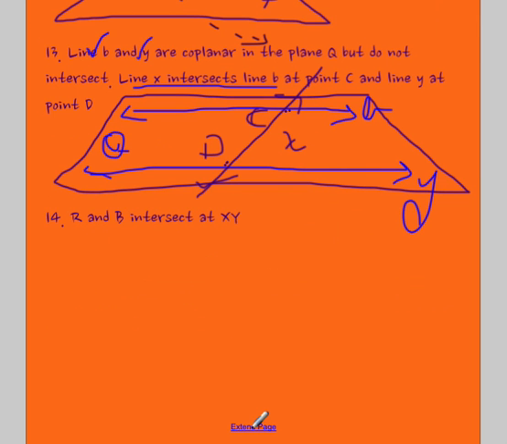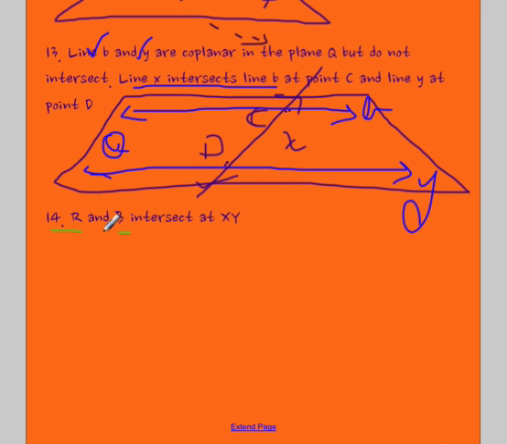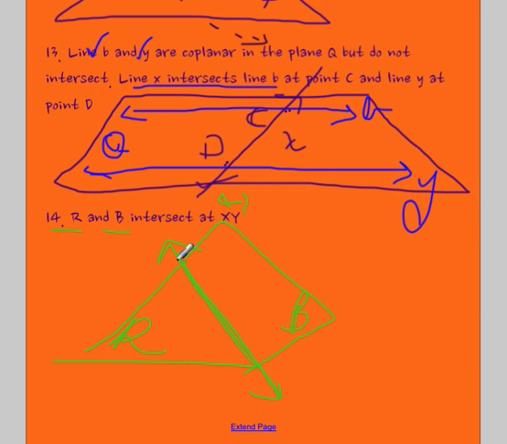Last but not least, let's take a look at number 14. So for number 14, we want to draw capital script R and capital script B. So that means I'm going to have two planes. So I'm going to make this my capital script R, and I'm going to make this my capital script B. Now they're intersecting at X, Y. Now this should have little arrows above it. So they're intersecting at a line. So this right here is the line where they're intersecting. And if they're intersecting at the line X, Y, that means there needs to be two points, X and Y, to identify that line.